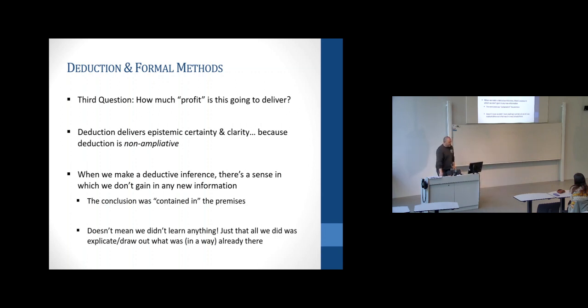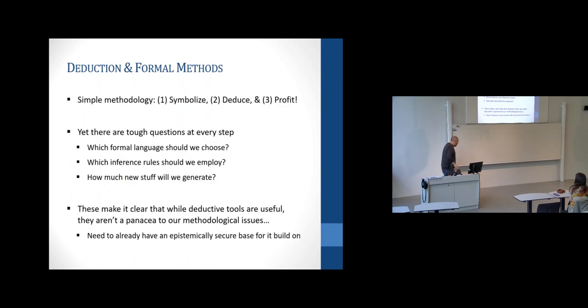Okay. So, again, what we've done is raise challenges for all three of the steps. This view offers a very attractive, simple methodology: symbolize, deduce, profit. But there are reasons to be worried about all three of the steps. Which language do we symbolize into? Which rules are we allowed to use? And how much new stuff will we actually get here?